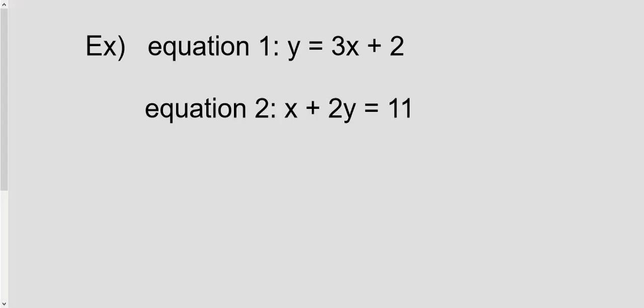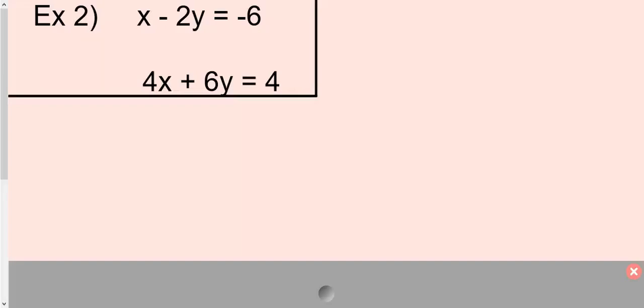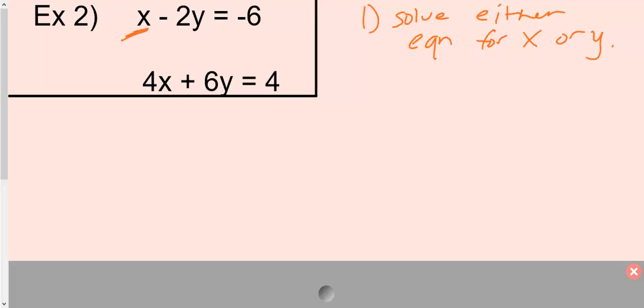I'm just going to solve a couple more questions for you guys. I'm not going to solve this one because there's nothing different about that one. I am going to solve this one. Notice how here x or y isn't by itself. So step number 1 is solve either equation for x or y. In this case, I'm going to get the x by itself. So I'm going to add 2y because it's really easy to get x by itself. You can choose. It doesn't matter. X equals 2y plus 6.